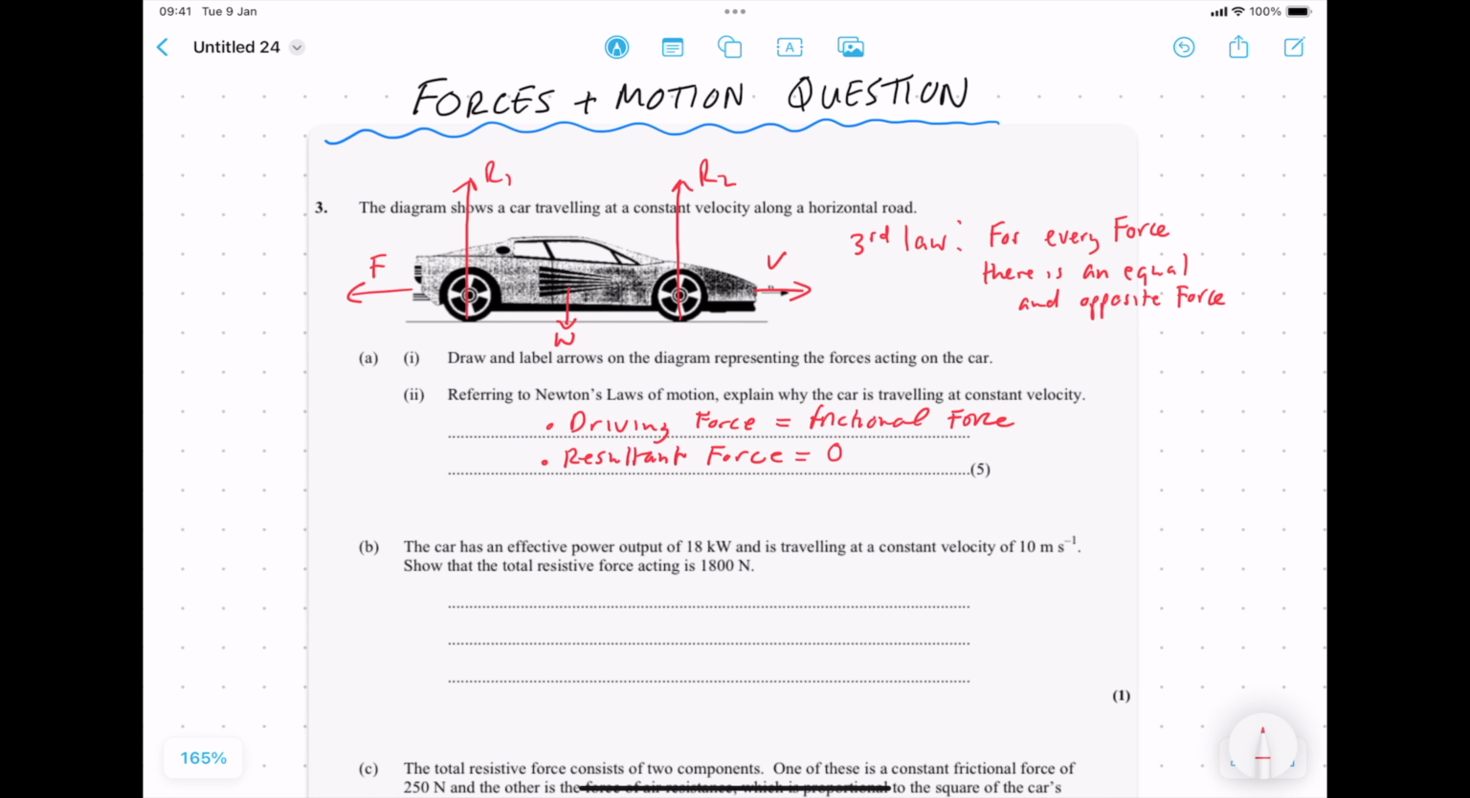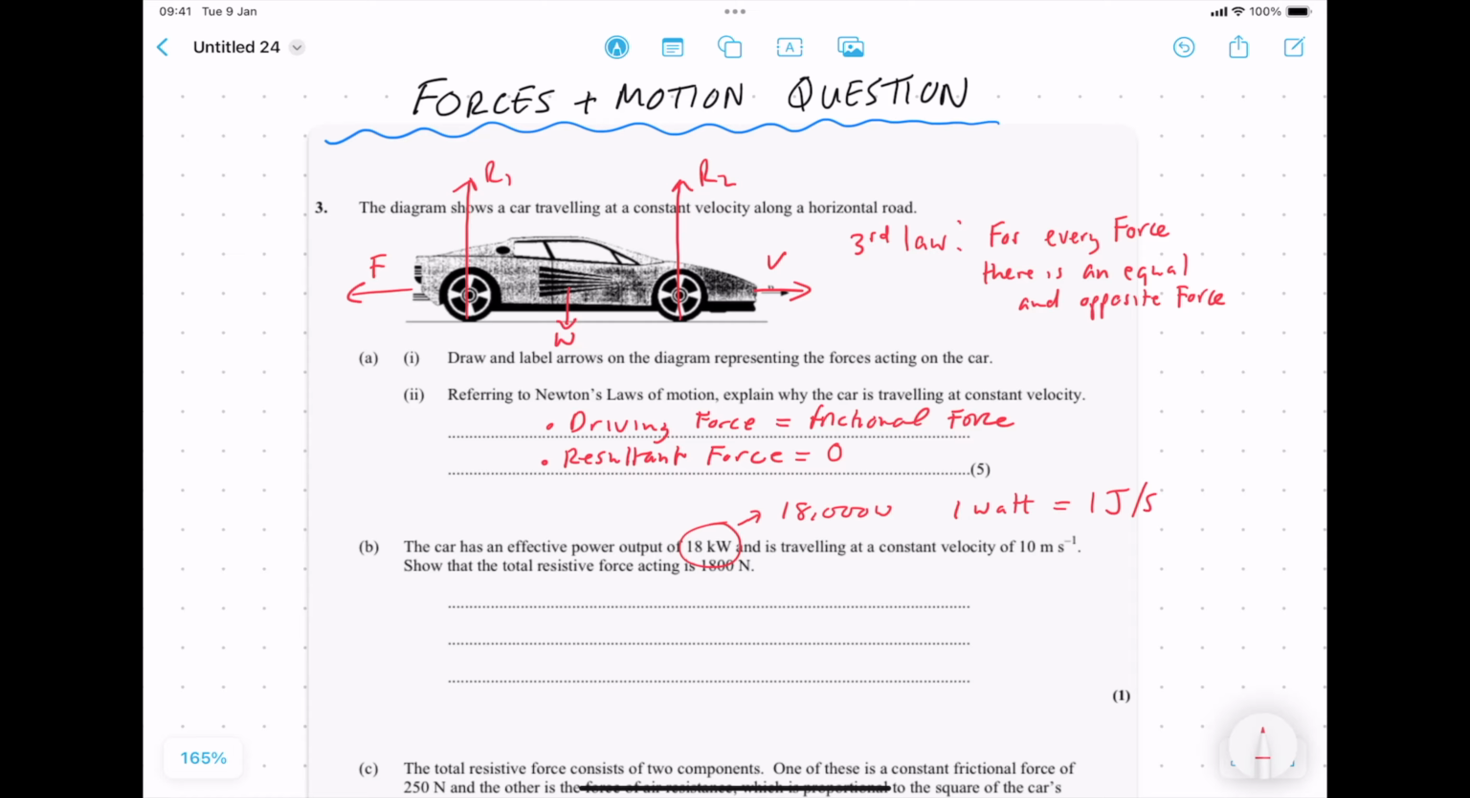The car has an effective power output of 18 kilowatts and is travelling at a constant velocity of 10 meters per second. Show that the resistive force acting is 1800 newtons. First of all, I want to turn kilowatts into watts, just in a base form. There are 1,000 watts in a kilowatt. That will become 18,000 watts. And just to recap, a watt is equal to 1 joule of energy transferred per second.